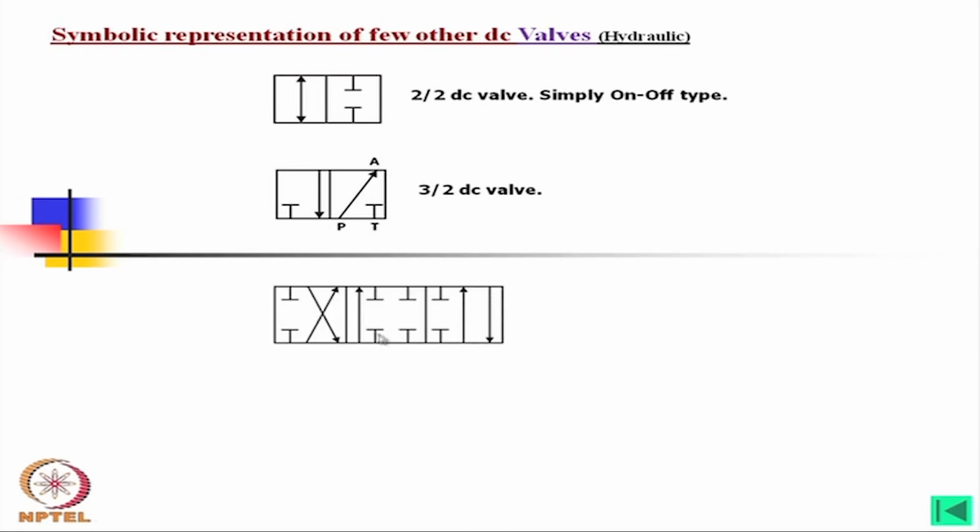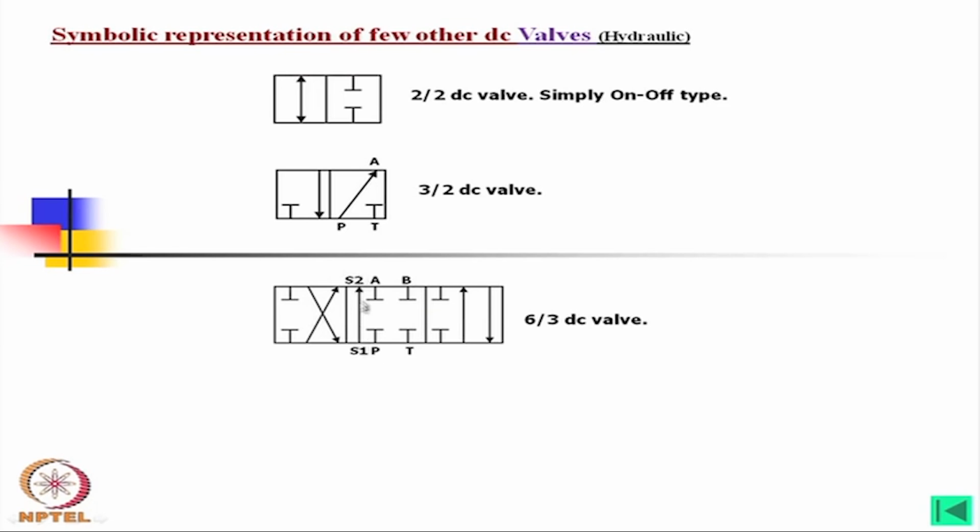Now, looking into this, what should be the name of this one? This is also a directional control valve. Definitely there are 3 positions, but how many ports are there? 6 ports are there. So, the name of this valve is 6 by 3 DC valve. Now, it is in neutral position.